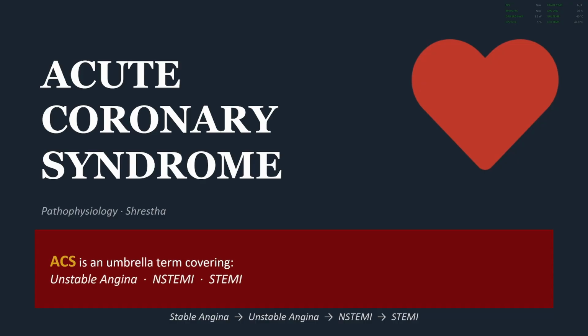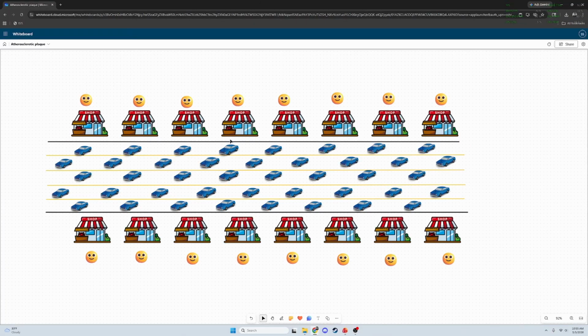So when we're discussing different types of ACS, I like to use the highway and business analogy. Imagine your coronary artery is a 5-lane highway, right? The cars represent red blood cells or customers, and the shops are your cardiomyocytes that need these customers to come in so they can stay open. So in a healthy artery like this, blood flows freely and the shops are getting plenty of customers, so they're nice and happy.